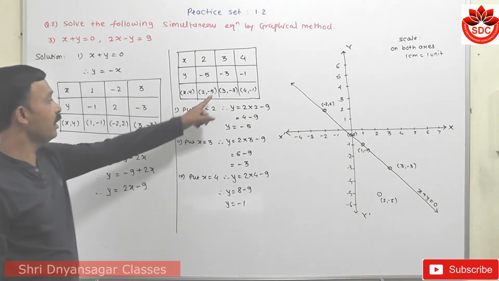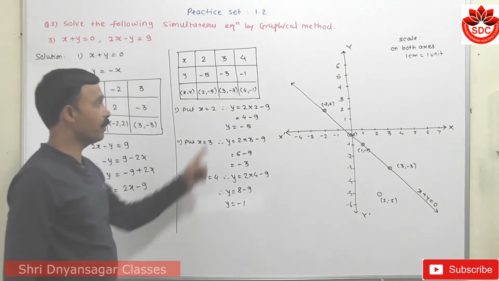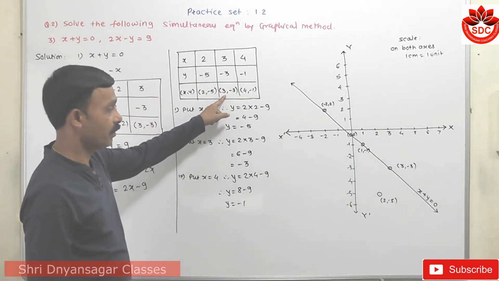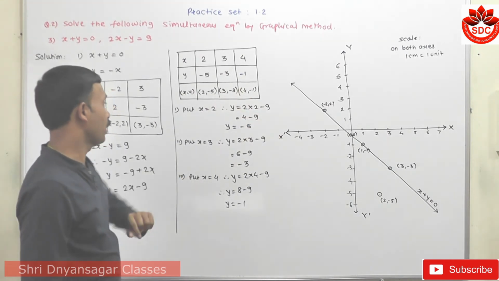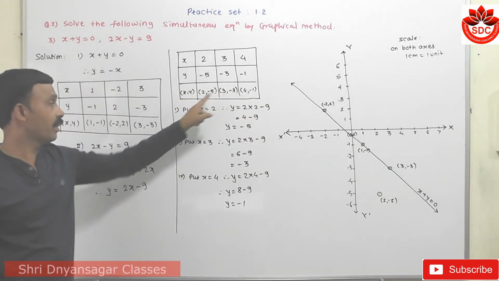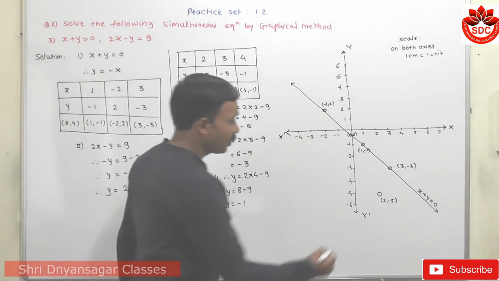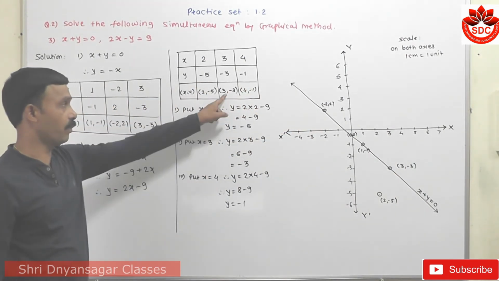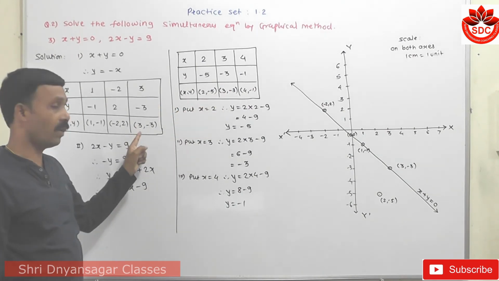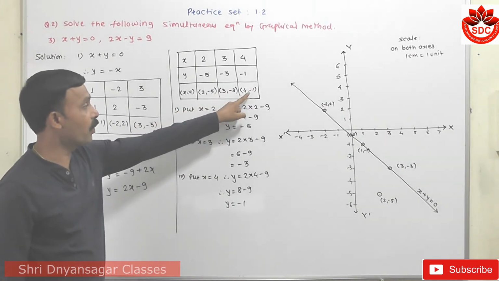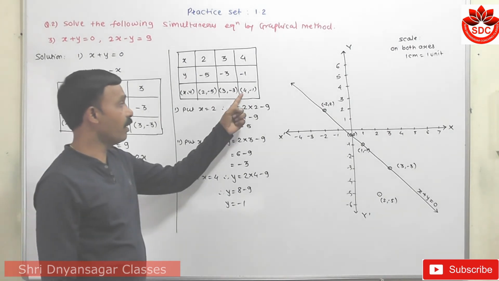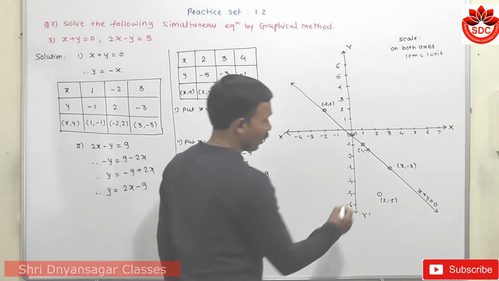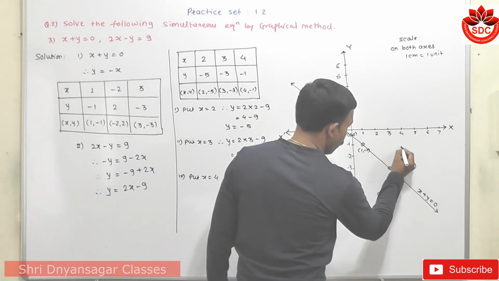Then the next one is 3 and minus 3. Plus and minus again lies in which quadrant? Fourth quadrant. It means the same coordinate here. So this is the same point, 3 and minus 3. This is the second point, which is also in the first equation. Then the next one is 4 and minus 1. 4 having plus and then minus lies again in the fourth quadrant. Then 4 and minus 1.